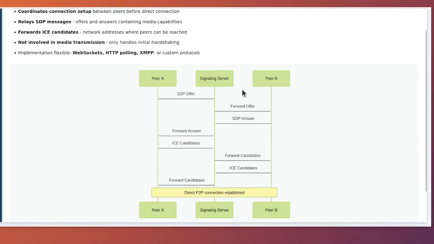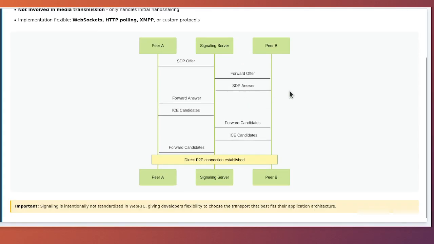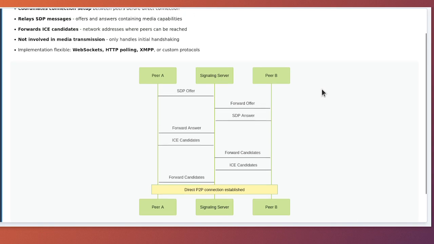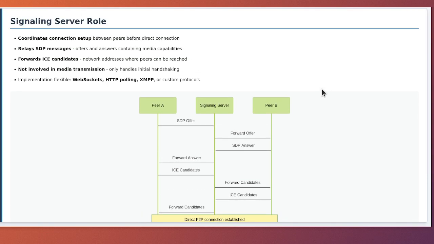Signaling server architecture. While WebRTC enables peer-to-peer communication for media streams, it cannot establish those connections without help. This is where the signaling server comes into play. The signaling server's role is often misunderstood, so it's crucial to clarify what it does and doesn't do. The signaling server does not handle any actual media transmission. Its sole purpose is to help two peers discover each other and exchange the information necessary to establish a direct connection.